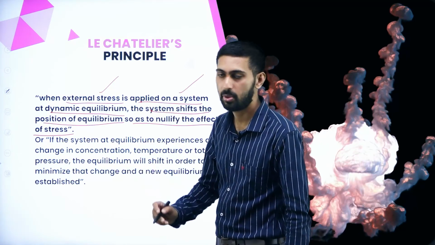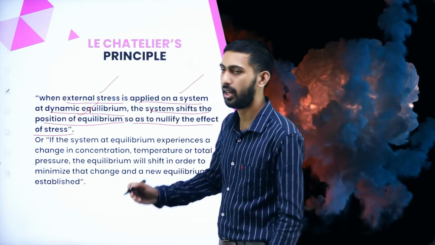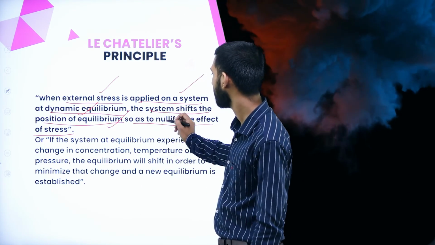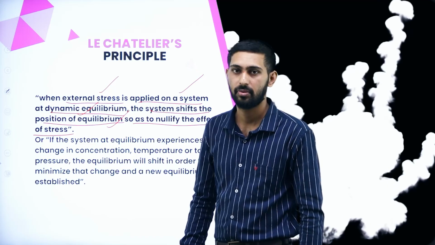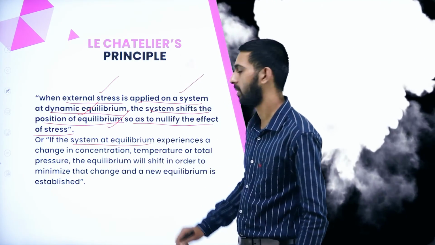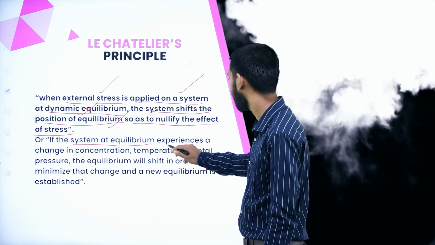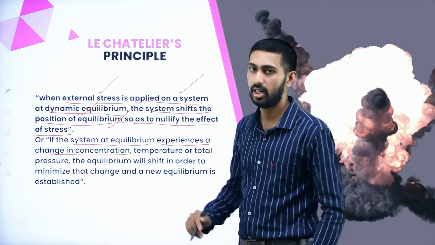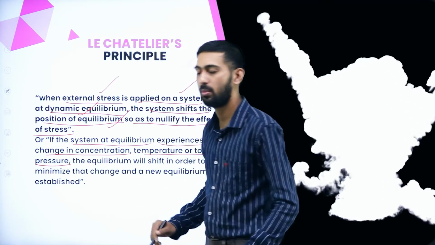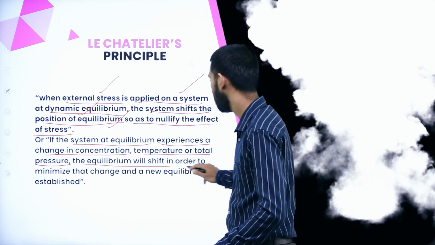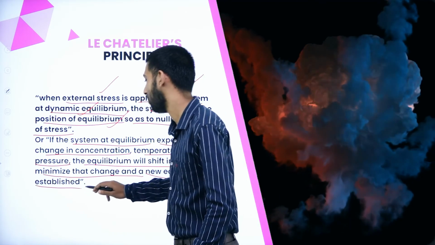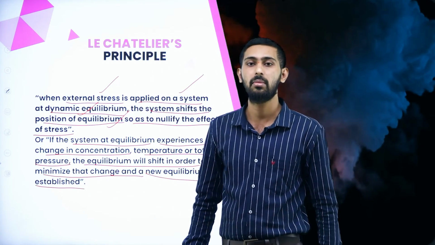When it is applied, what will happen? The dynamic equilibrium is shifted, the position of the equilibrium will shift, so as to nullify the effect of the stress. Another way of explaining: if the system is at equilibrium and it experiences a change in concentration, temperature or total pressure, the equilibrium shifts in order to minimize the change and a new equilibrium is established.